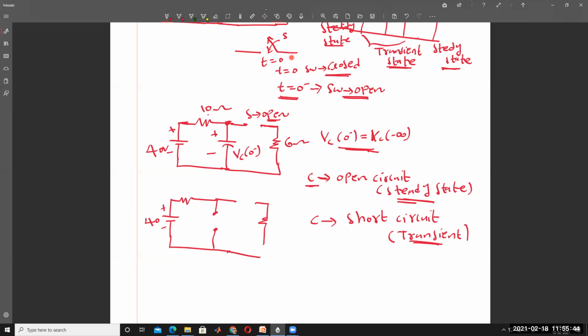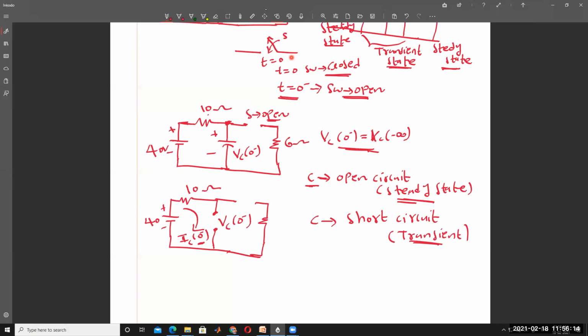This circuit state under t equal to minus infinity, or t equal to 0 minus, is acting as an open circuit. That is, in mathematics, VC of 0 minus. So what is the current here? IC of 0 minus means the current flowing into the capacitor at t equal to 0 minus. What is that current?